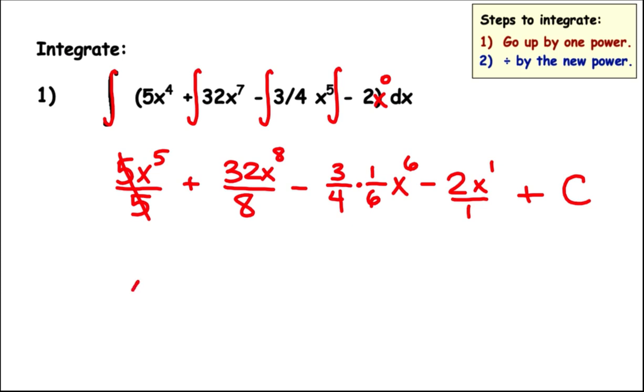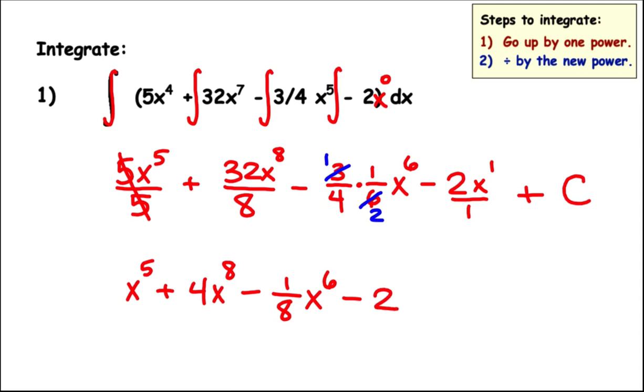All right, final answer. Let's clean this up. x to the 5th plus 4x to the 8th. We can do a bit of canceling here. That's going to be minus 1/8 x to the 6th minus 2x plus c. And that is our very first antiderivative. We have learned to do basic integration.